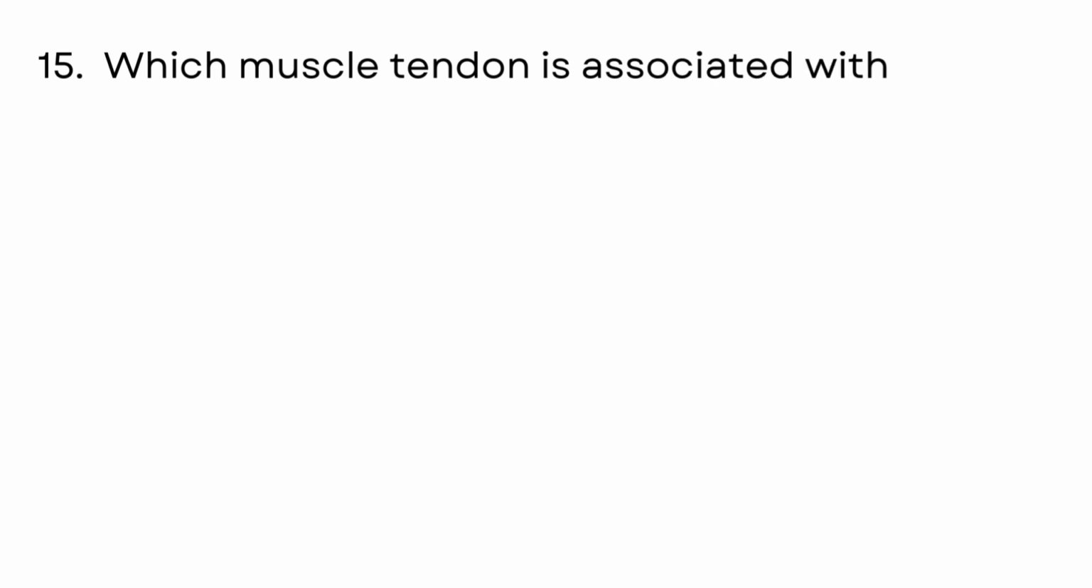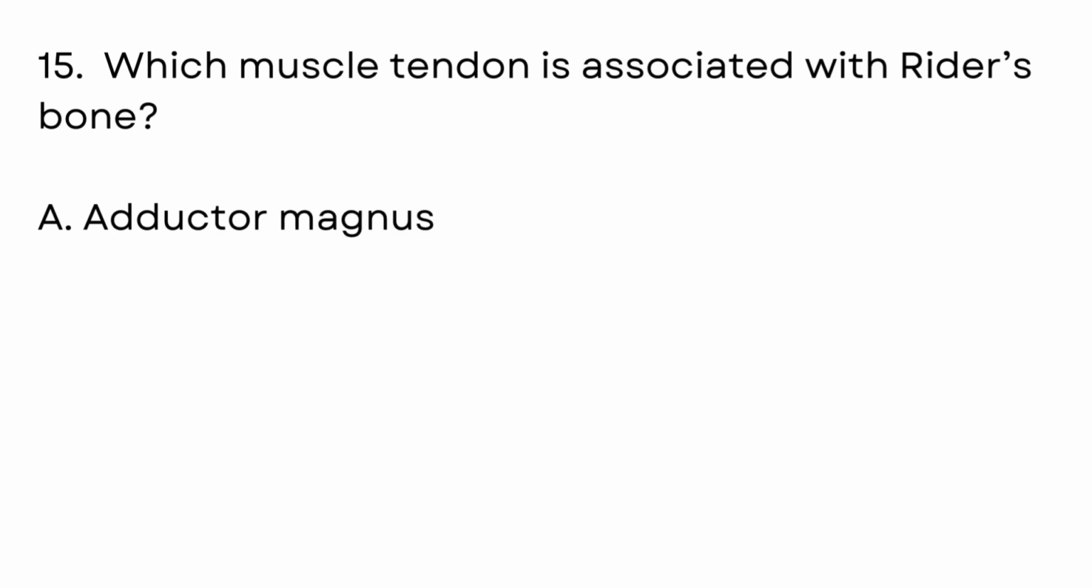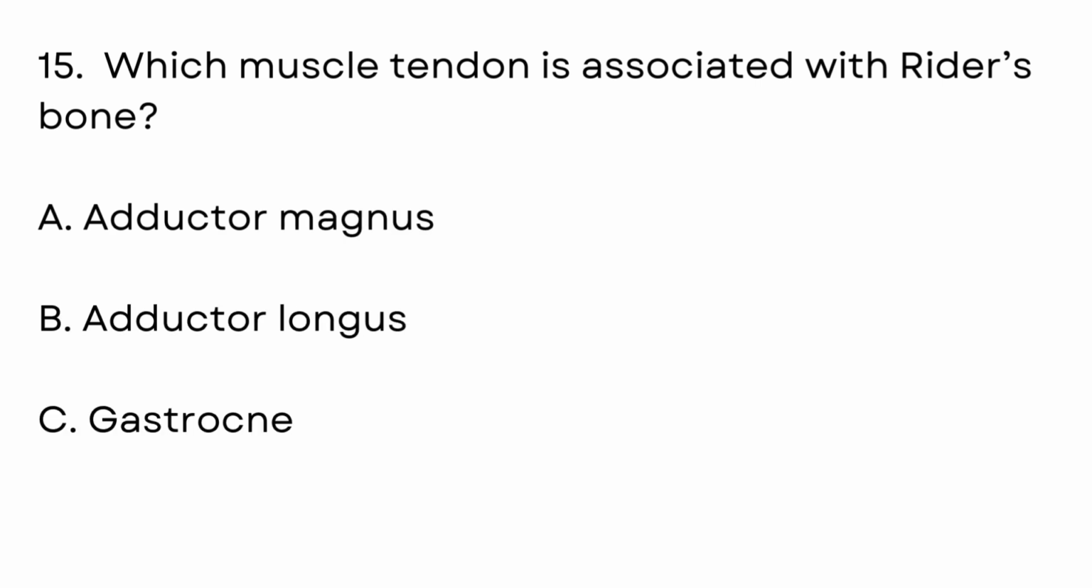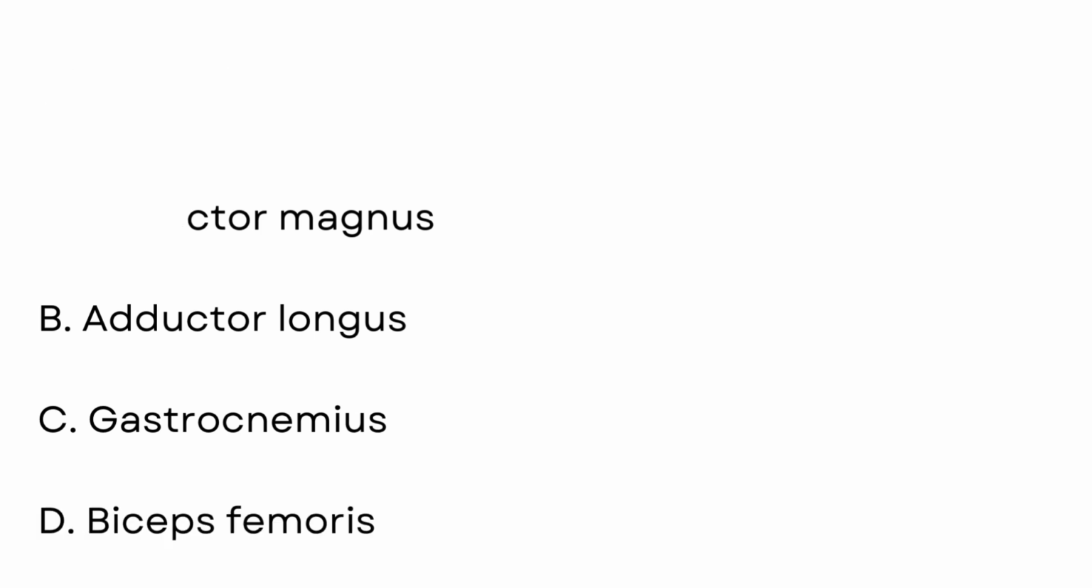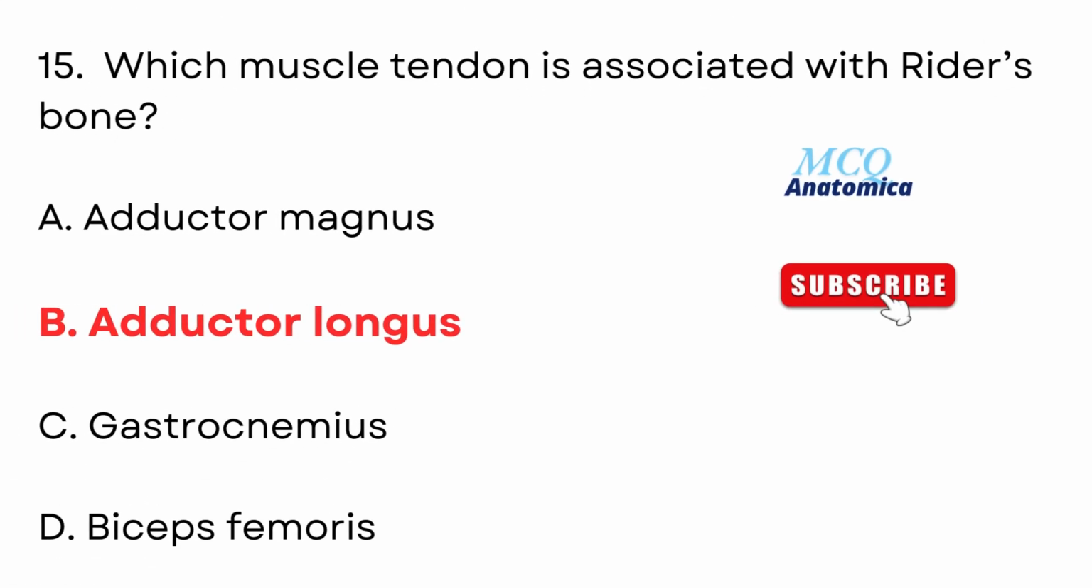15. Which muscle tendon is associated with Reiter's bone? A. Adductor magnus. B. Adductor longus. C. Gastrocnemius. D. Biceps femoris. The answer is B. Adductor longus.